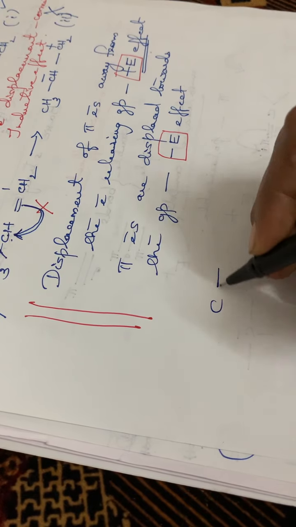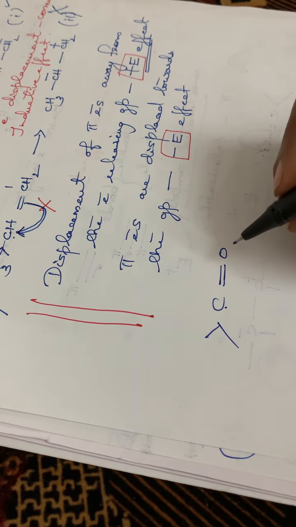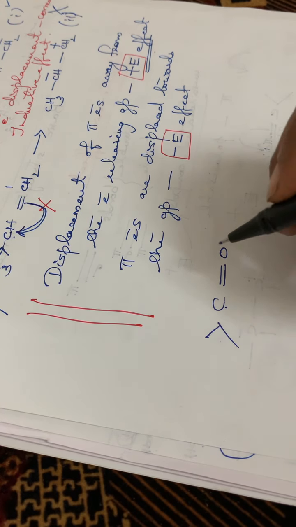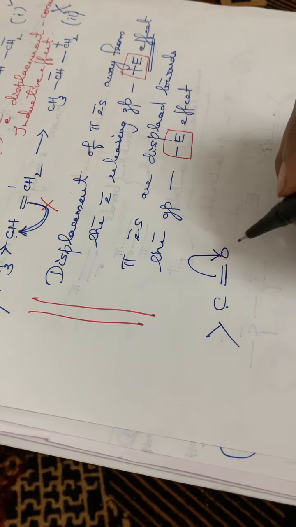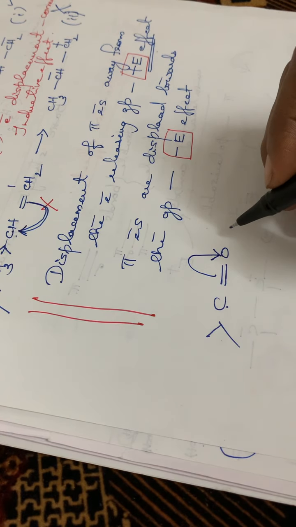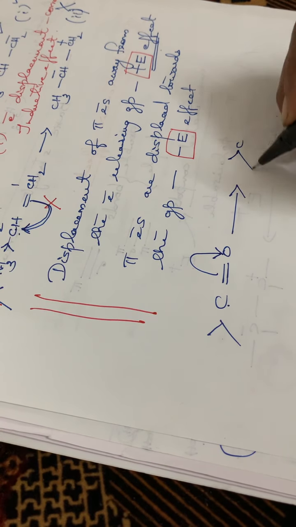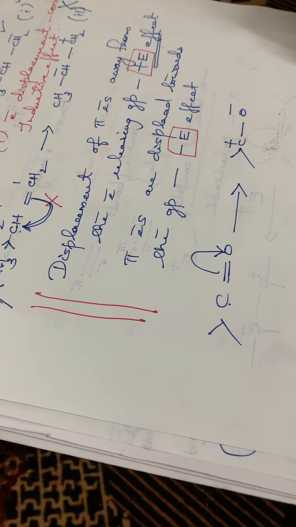Suppose it is C double bond O. That means these two atoms are having different electronegativities, isn't it? They will be having some electronegativity difference in the case of carbon and oxygen. In such cases, what will be the shift? The pi electron pair will be displaced more towards this oxygen atom, isn't it? More towards the more electronegative atom, so that the electron shift will be represented like this: C plus, single bond, O minus. Okay.